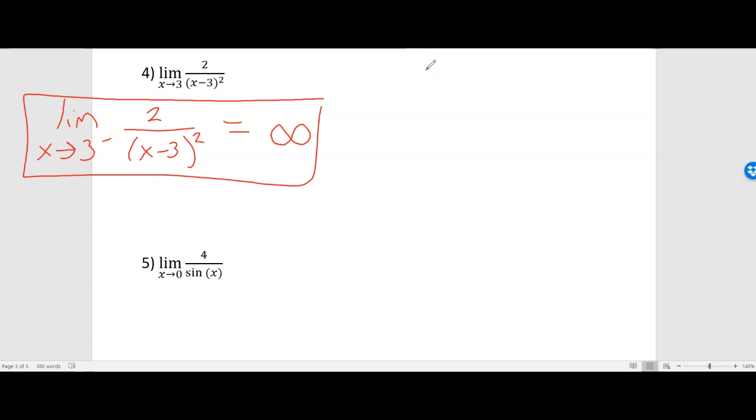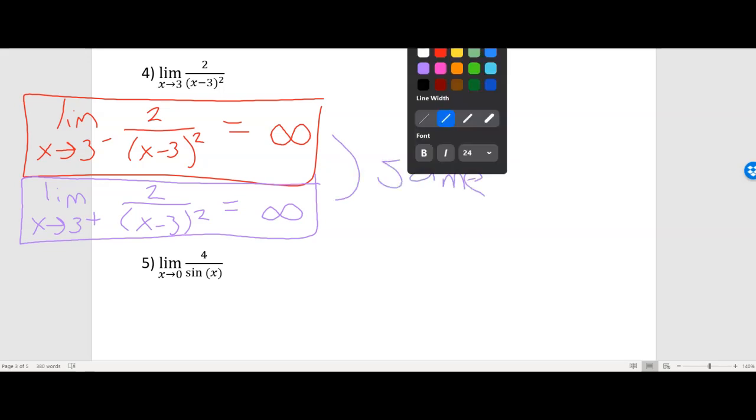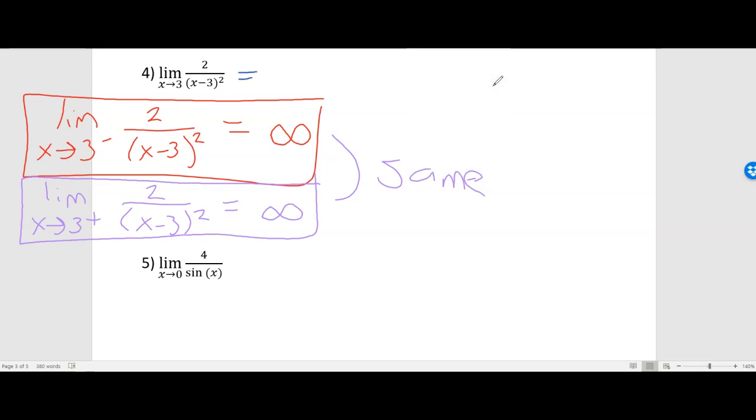And I can check the limit as we approach from the right-hand side, or the positive side. And again, nothing's going to change here. It doesn't matter what I substitute in for x. My numerator is always positive. My denominator is always positive. So I am going to approach +infinity. Since both my one-sided limits are the same, that means that my regular limit is going to exist, and it's going to be +infinity.